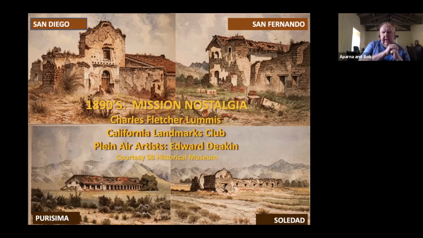And the informal leader of that movement was Charles Fletcher Loomis, who was then city editor of the LA Times and an advocate of Western architecture. He and his friends started the California Landmarks Club in order to preserve some of the remaining missions. By that time, many of our missions had deteriorated, some to the point where all you could see would be foundations and remnants of walls. And the Landmarks Club and other organizations began to do what they could to preserve and restore these missions.